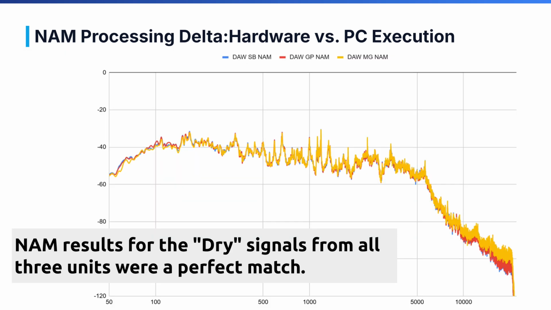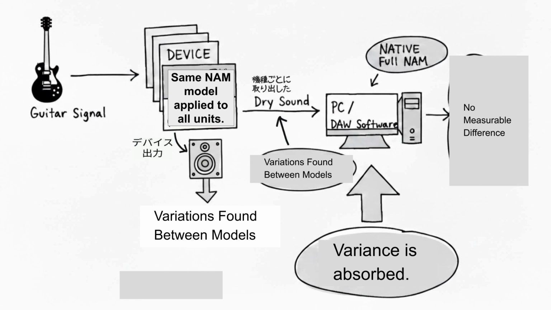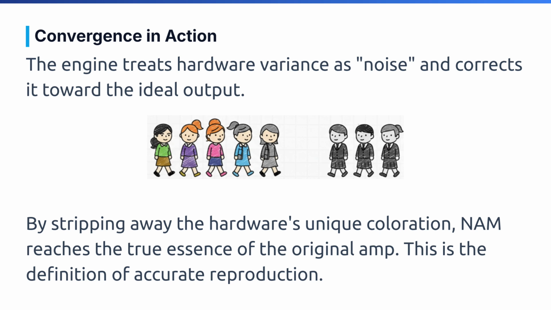When we run all the DIs through the PC version, the results converge. Even the bright MG-30 DI levels out when processed by the PC plugin. Why? Let's recap. Different hardware equals different tone. Different DIs equal different tone. But native PC NAM absorbs those differences and makes them nearly identical. This is what I call the Convergence Phenomenon.